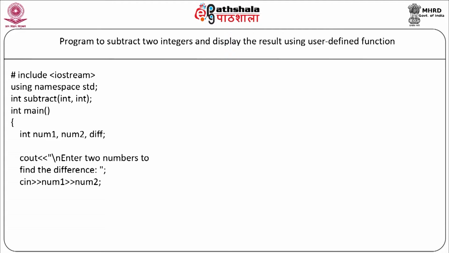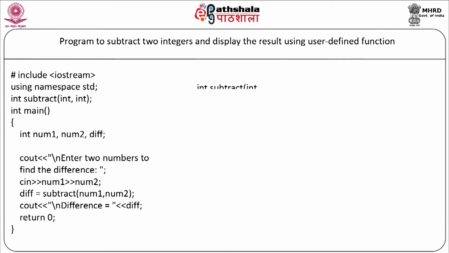Now we will call the function subtract as diff = subtract(num1, num2). Here num1 and num2 are the parameters to the function subtract, and the return value of this subtract function will be stored inside the variable diff. Now we will display this value on the screen as cout difference is equal to diff, return 0, and our main program will end.